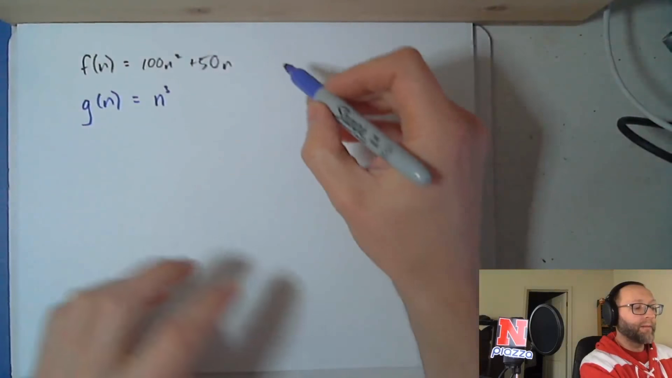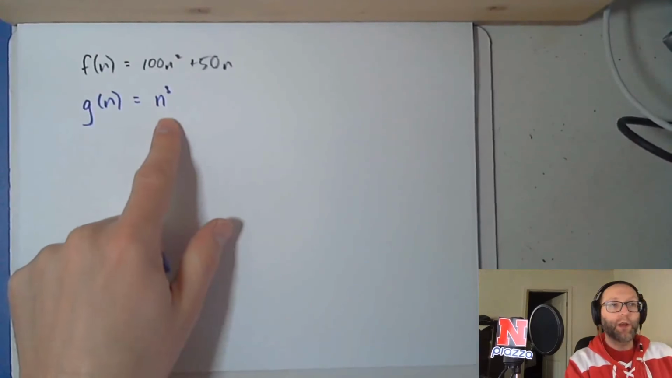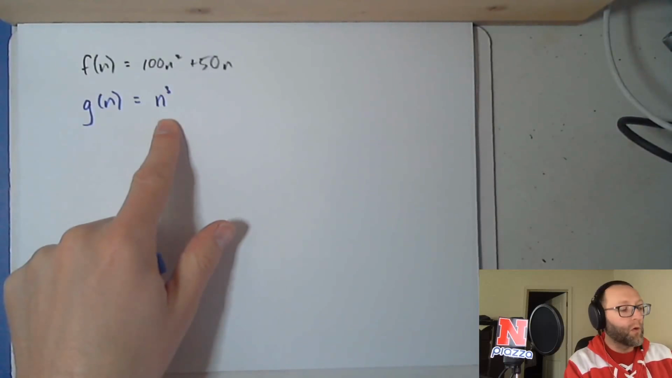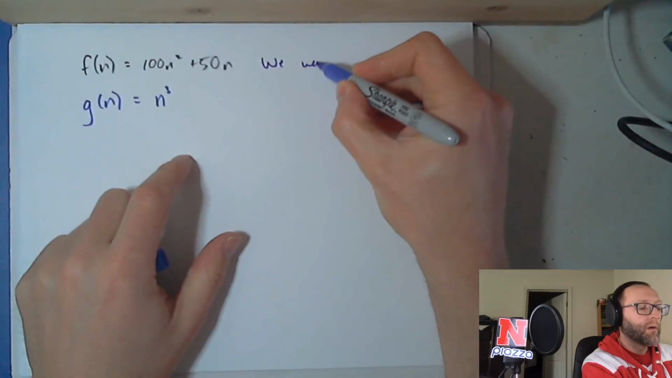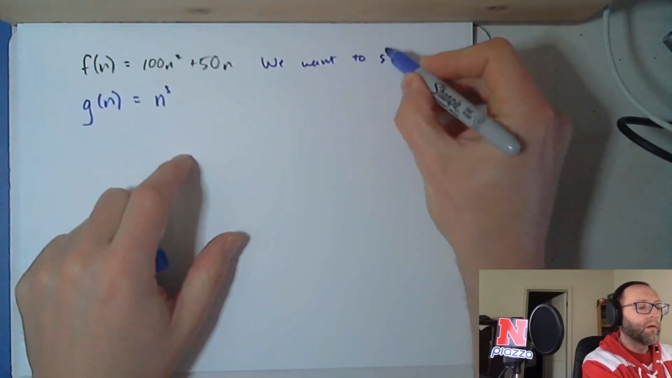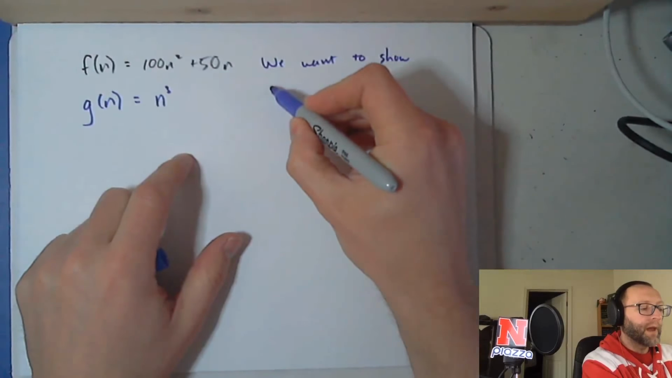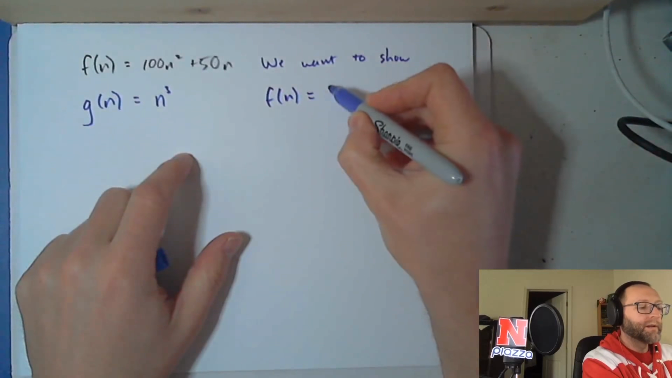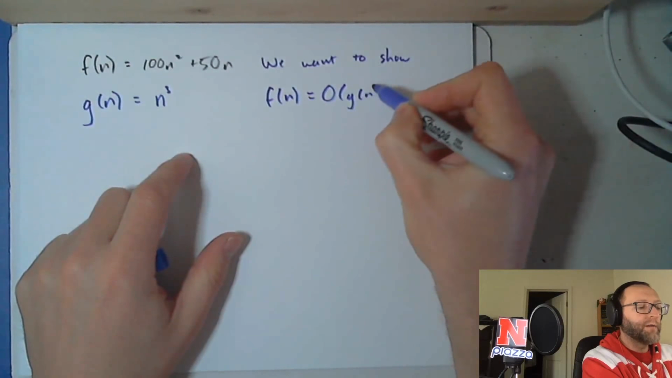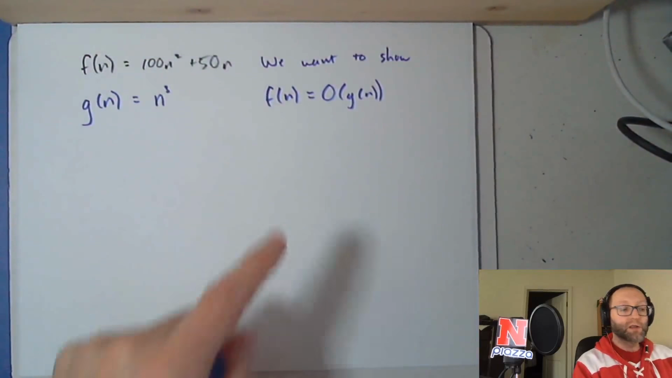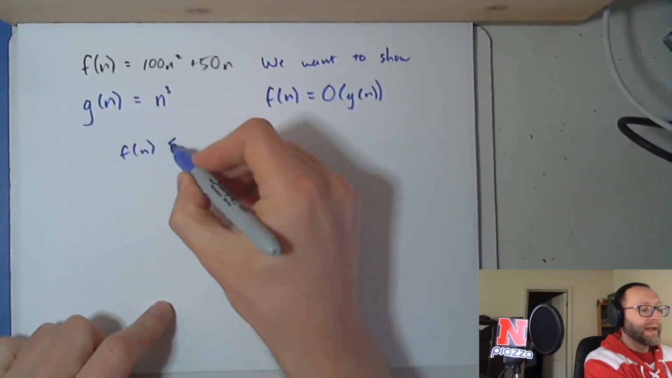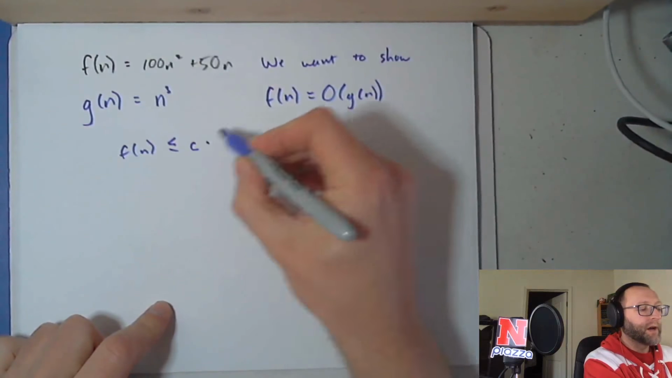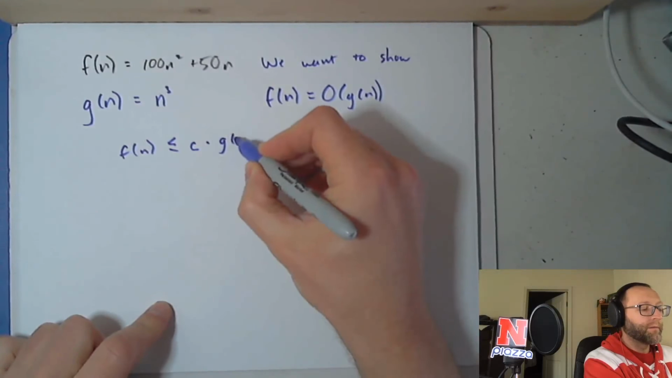Now, my intuition tells me that a cubic function is going to grow a lot more than a quadratic function. So we want to show that f of n is big O of g of n. In other words, to do this, we need to establish that f of n is less than or equal to some c times g of n.